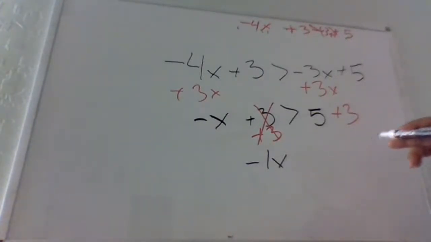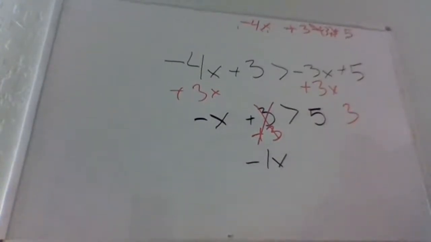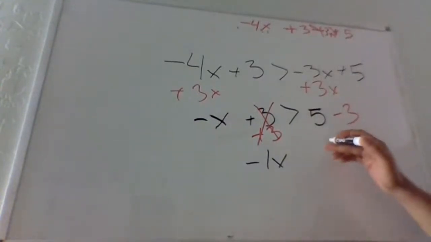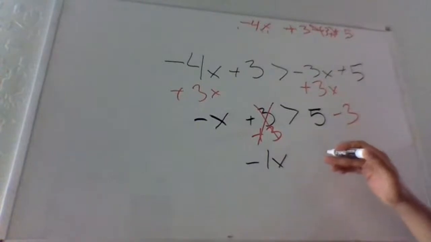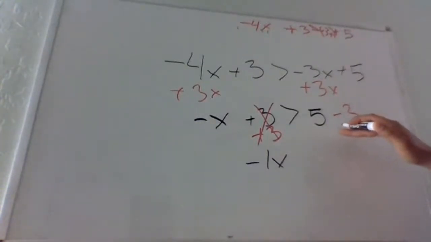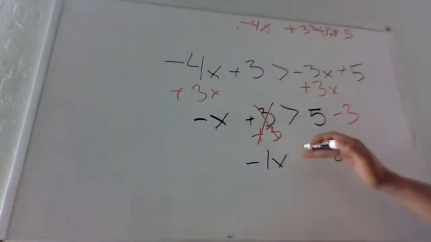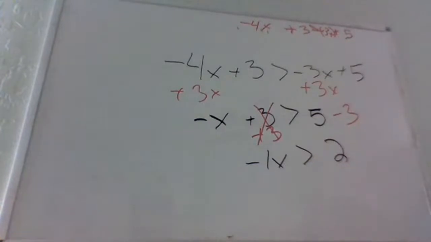5. No? Oh, we're subtracting by 3? Yeah, negative. Oh, okay. Negative 2. Yeah, okay. 5 minus 3. Yep, and that's going to give us what? Positive 2. Positive 2. So negative 1x is greater than positive 2.